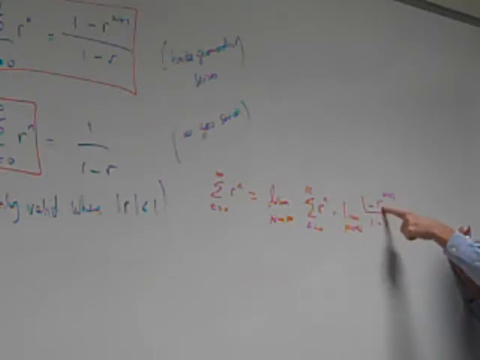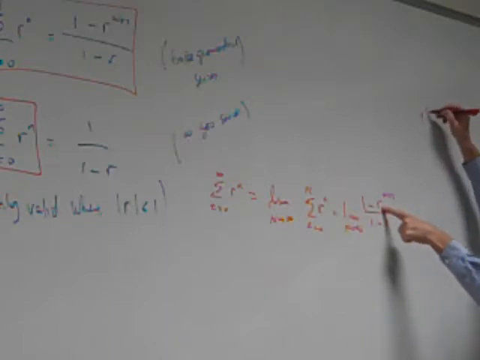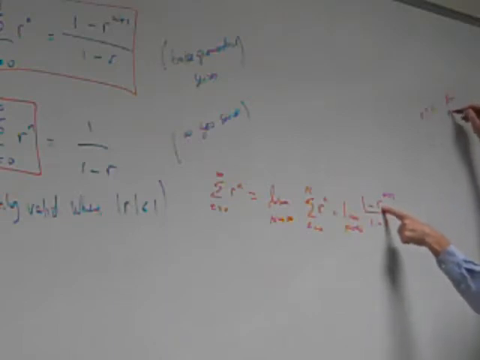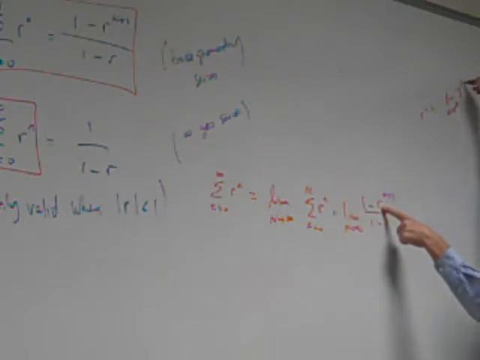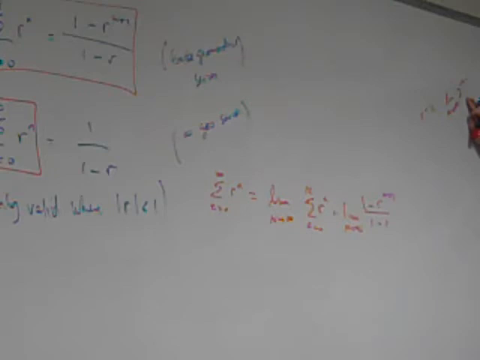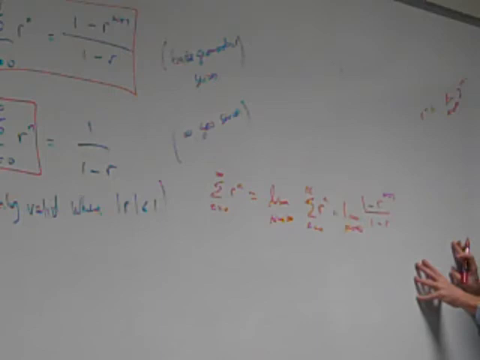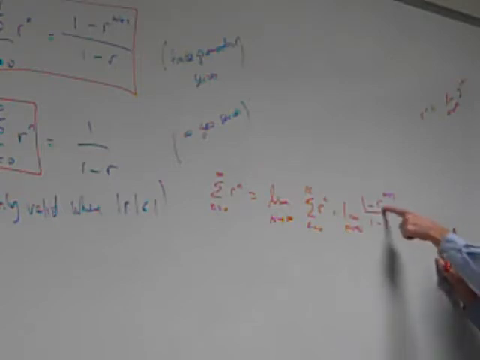If this number is bigger than 1, what's going to happen? If R was equal to 2, what's the limit as n goes to infinity of 2 to the n plus 1? Well, it's going to get bigger and bigger and bigger really fast, isn't it? 2 cubed, 2 to the 4th, 2 to the 5th, 2 to the millionth. So the top's going to blow up unless R is less than 1.